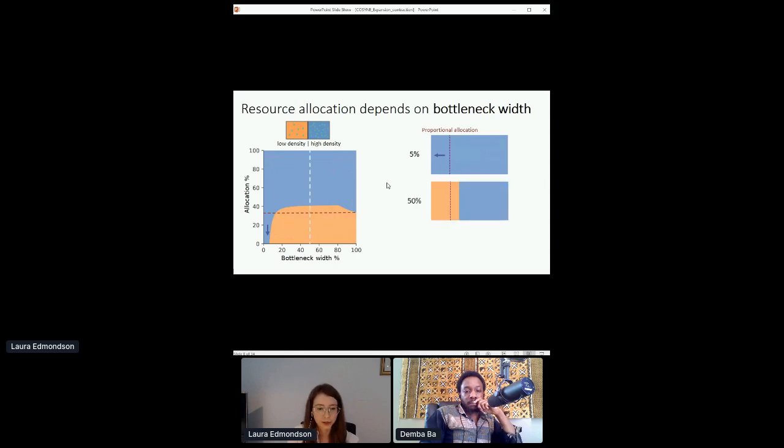For an intermediate bottleneck, we actually see an increase in the amount of resources that we allocate to our low density region. So here we have what we call an expansion of the resource allocation. And this converges to a certain limit that we can calculate from our analytical solution. And finally, for a very wide bottleneck, so here around 90%, you can see that the allocations are returning back down to a proportional allocation again.